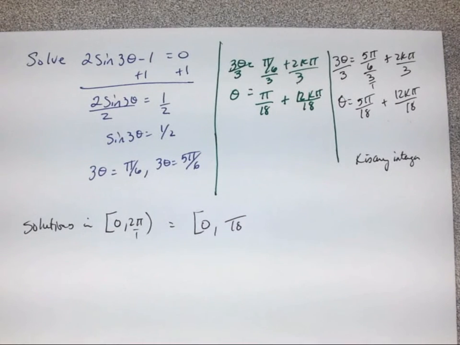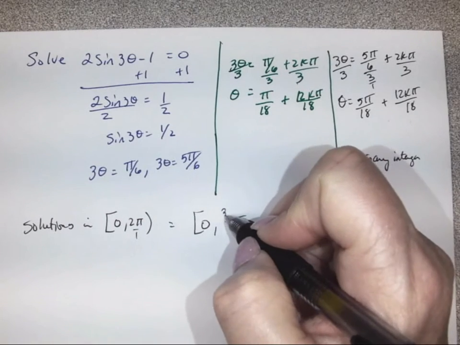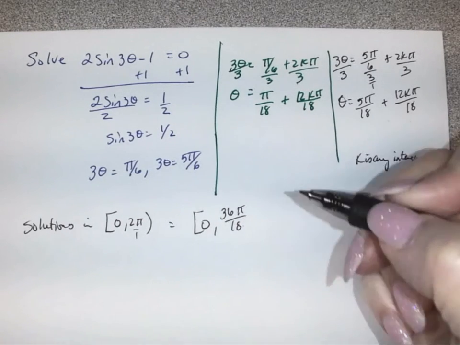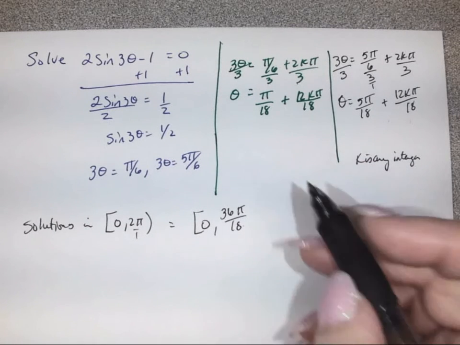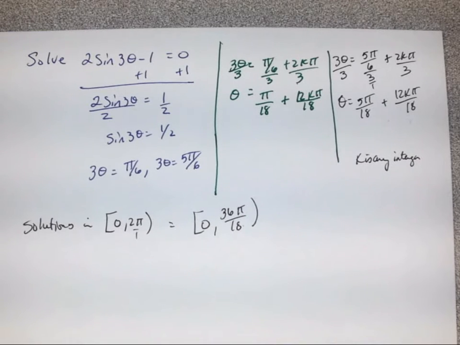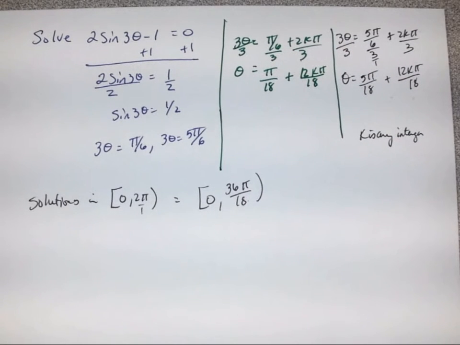So remember, this is 2 pi over 1. I multiply by 18 on the bottom, I have to multiply 18 on the top. So that'll get me 36 pi over 18, which is the same thing as 2 pi, and that'll help me know when I need to stop. So we're going to find all of the actual values by plugging in our k's until we hit the stopping point. Instead of just saying it's going to be all of those, let's go actually find the answers.